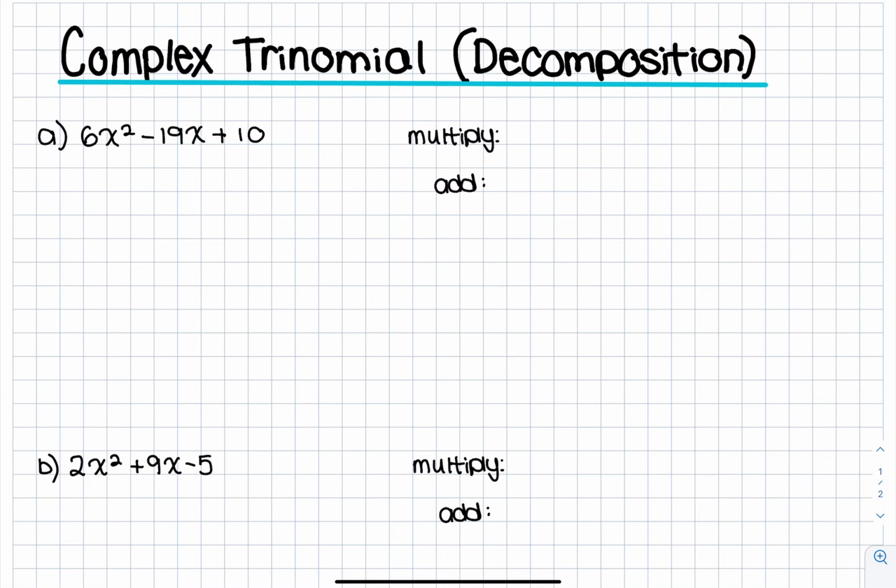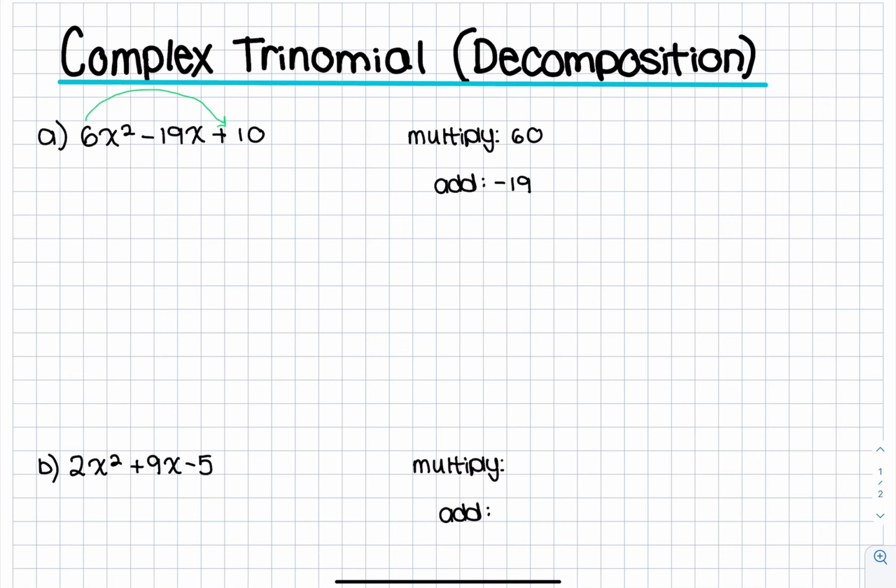So in this case, we have to multiply the very first number and the last number together. Usually, in simple trinomial, we would just look at the very last number. But in this case, we're going to do 6 times 10, which gives us 60. And it's positive. So we need a number that multiplies to 60 and still adds to this middle number here, which is negative 19. So this is what's different.